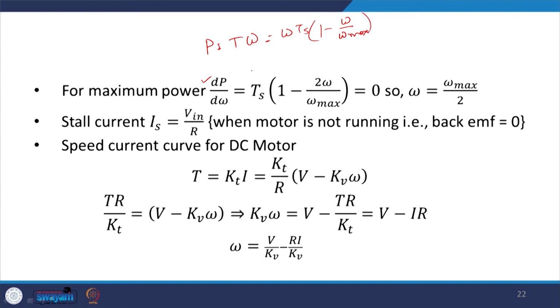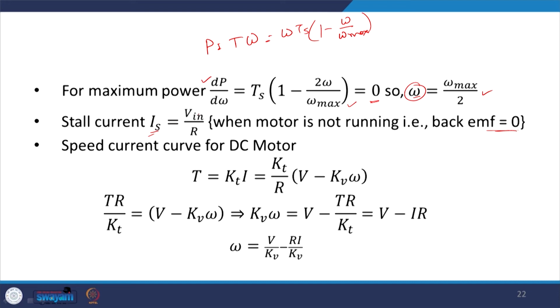Now, if I differentiate this, then what I get over here is Ts minus 2 omega by omega max, and if I equate this to 0, then what I will be getting is omega is equal to omega max by 2. Okay. So, for maximum power, the speed of the motor has to be equal to half of the maximum speed. I can also get the stall current, that will be when the motor is not running, that is the back EMF is going to be equal to 0.